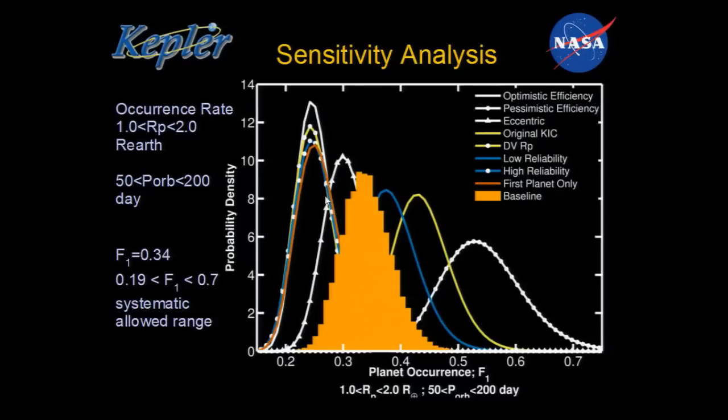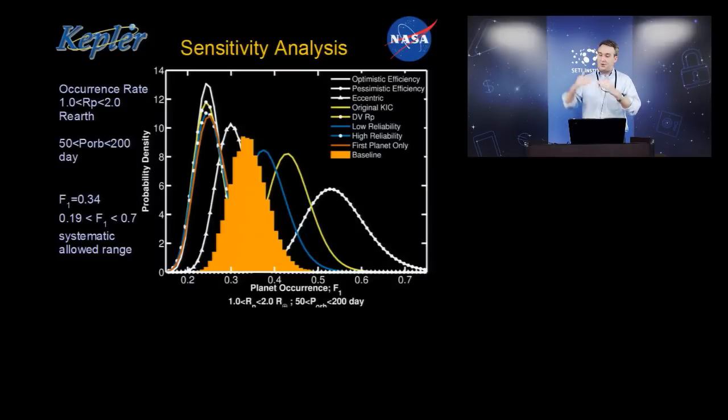And there's a whole host of other things. Some of them are more important. For instance, this white line with the circles that gives you a much higher occurrence rate is where we changed our understanding of pipeline completeness. If we make our pipeline recoverability and detection biases more pessimistic, at a level where we think we can constrain them, but not quite, then that correspondingly gives you a much higher occurrence rate of around 55% of stars could have such planets of 1 to 2 Earth radii.